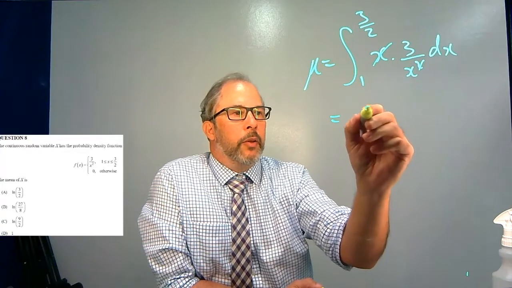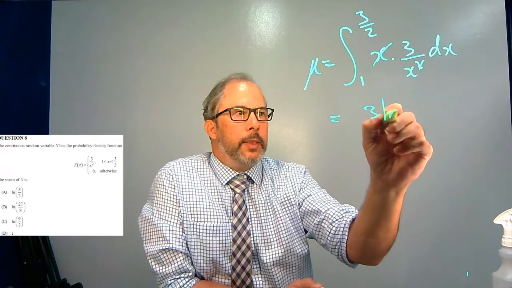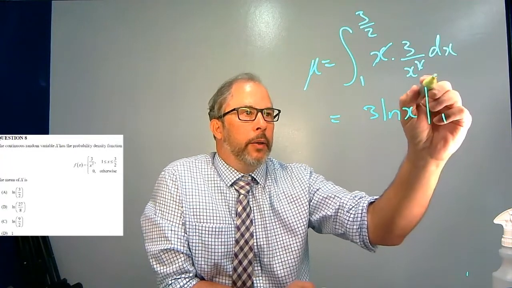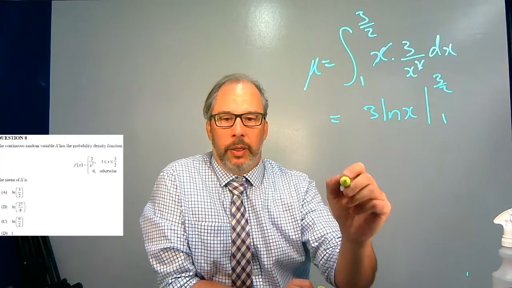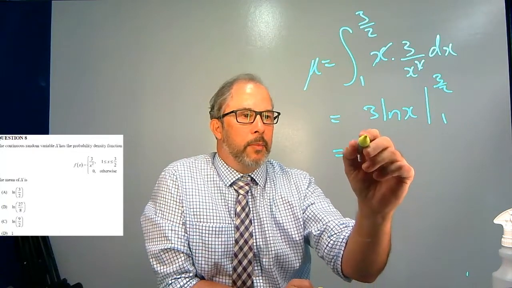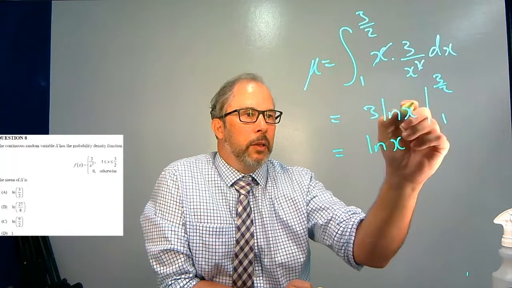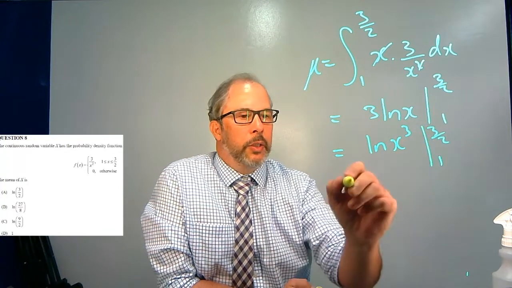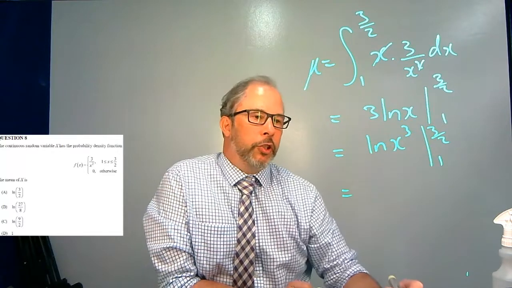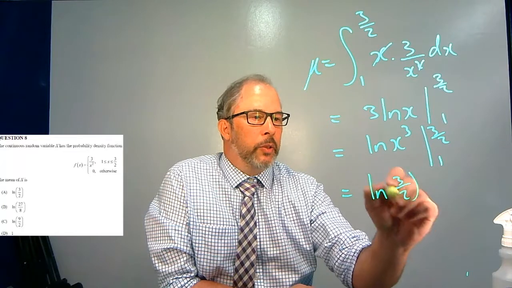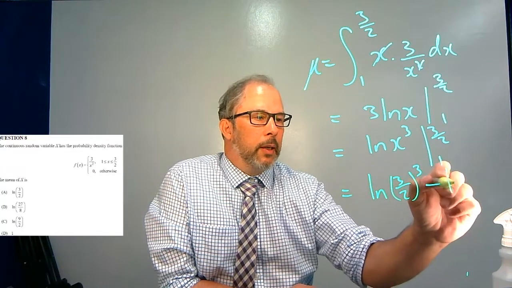So we get 3 ln x between 1 and 3 over 2. And if we simplify that a little bit further, we could say that's the same as ln x, bring the 3 up here, so it gives us ln x cubed between 1 and 3 over 2. Now if I do my substitution, I will get ln of 3 over 2 cubed minus ln of 1.